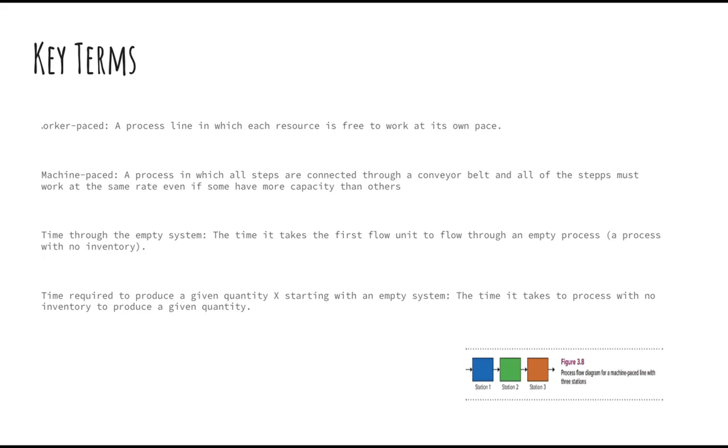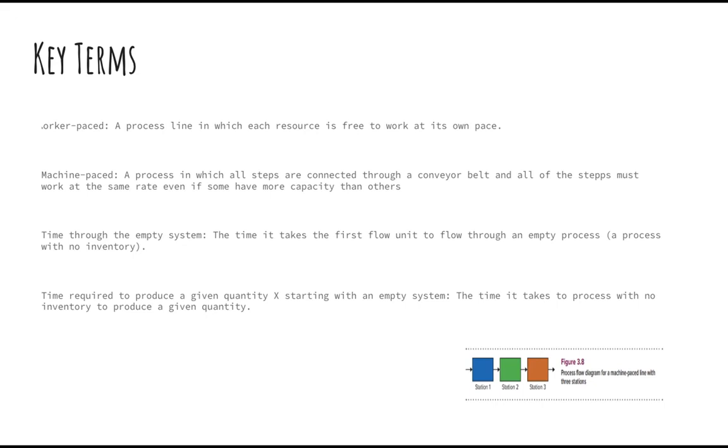On the other hand, here we have a machine pace line. In a machine pace line, all systems are connected and must work at the same rate. The machine pace line is an alternative to the worker pace line, as steps are connected through machinery such as a conveyor belt. So all of the steps are completed at a parallel rate regardless of capacity. Here is a process flow diagram for a machine pace line with 3 stations. Notice they are all parallel to each other. This represents that their rates are equal to one another.